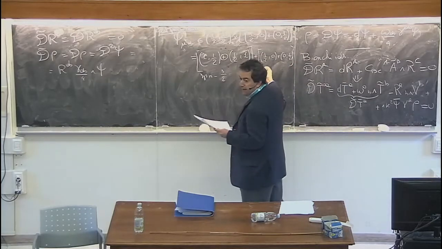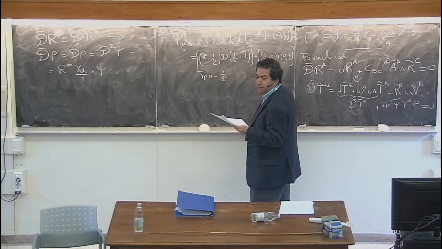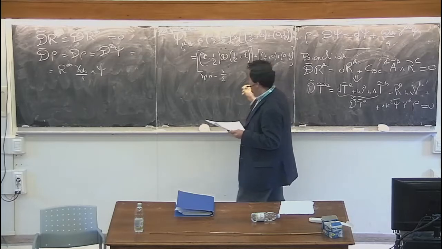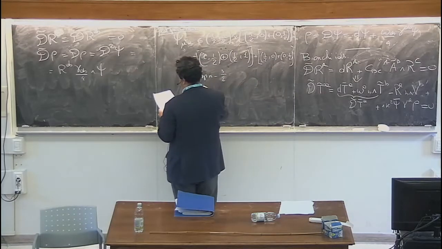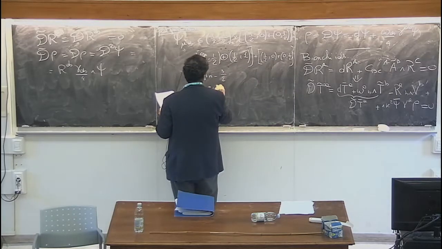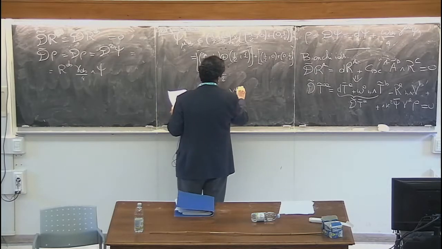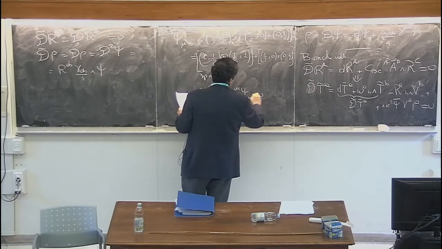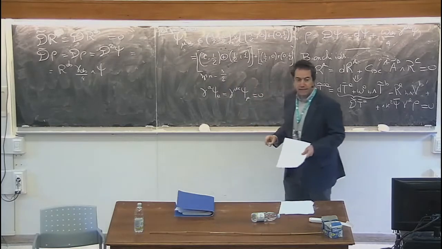This is a spin 1/2 component, and we can get rid of this component by setting gamma A, which is gamma mu psi mu, equals 0. Okay, this is a gauge choice.